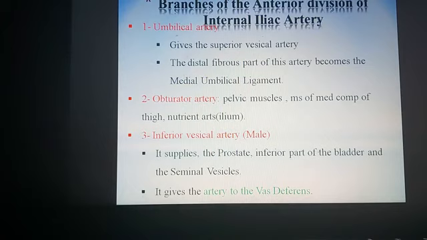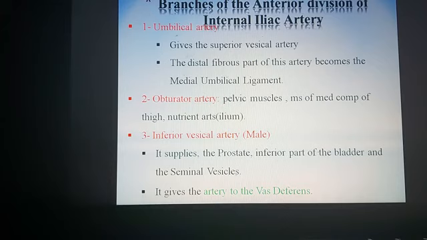Coming to the branches of the anterior division of the internal iliac artery. The first branch is the umbilical artery. Proximally it gives the superior vesical artery, and its distal fibrous part is converted into the medial umbilical ligament.